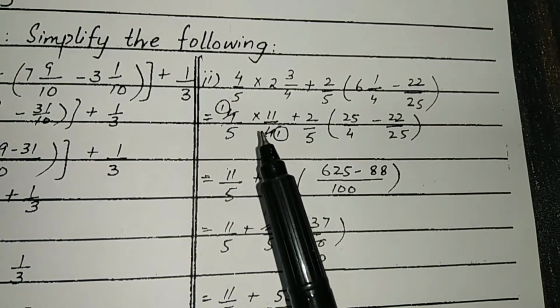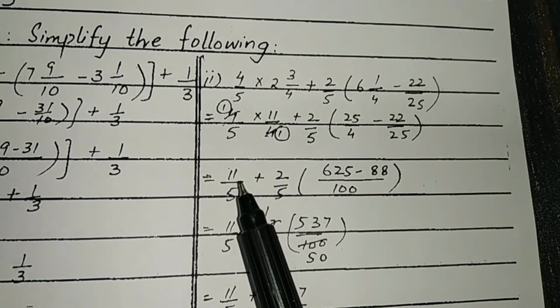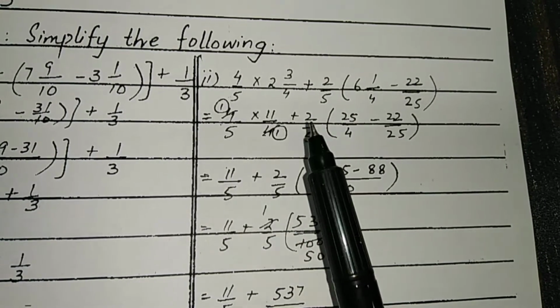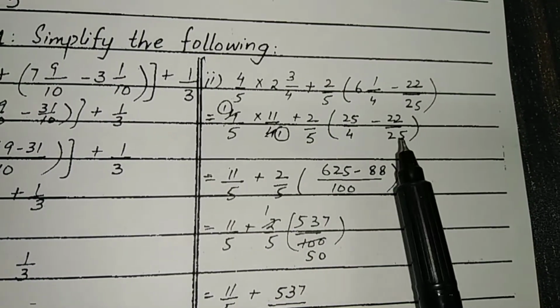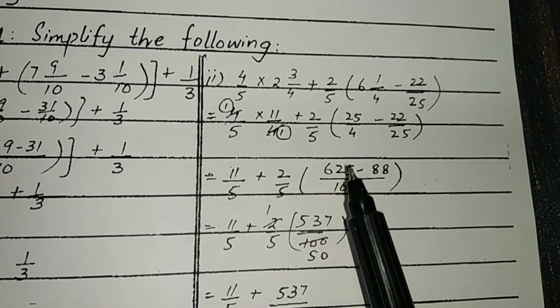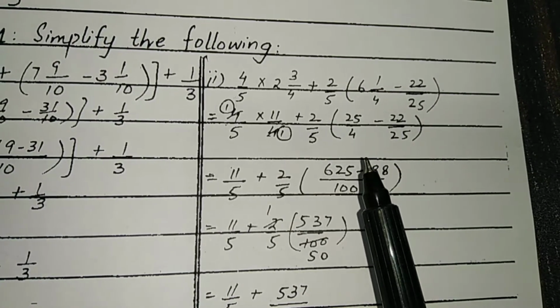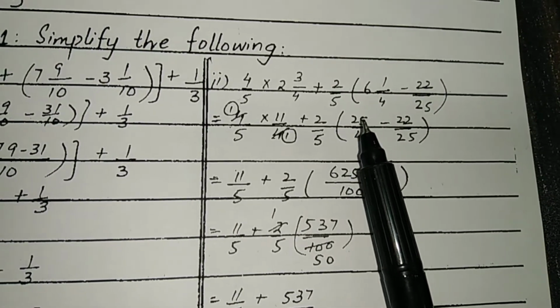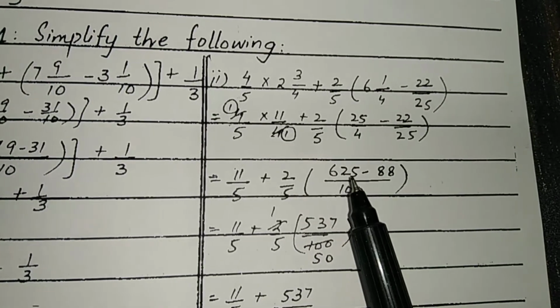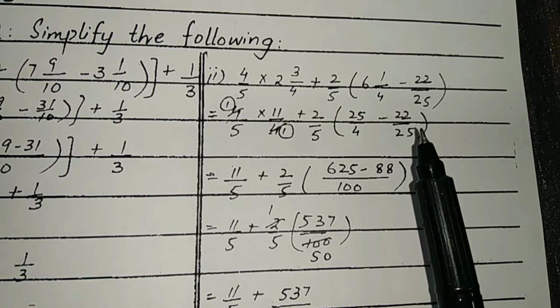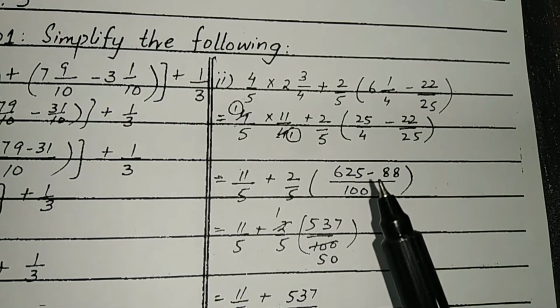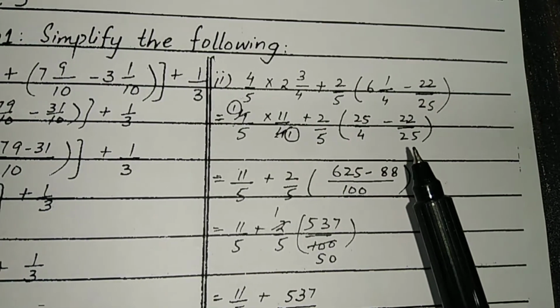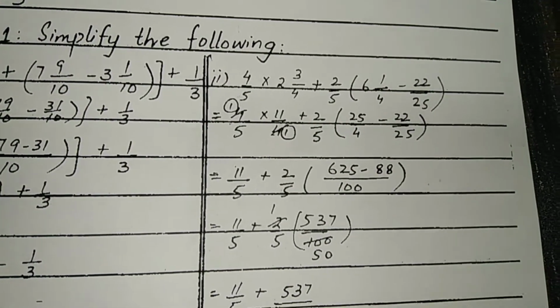Now this 4 will be cancelled out with this 4 and we will get 11 1s are 11 over 5 times 1 is 5 plus 2 over 5, and the LCM of 4 and 25 is 100. So we divide 100 by 4 to get 25, and when we multiply 25 with the numerator 25 we will get 625 minus, and when we divide 100 by 25 we will get 4 times 22, that is 88.